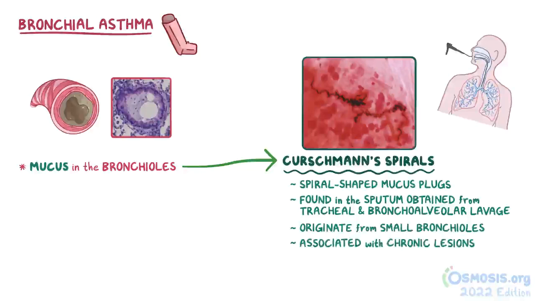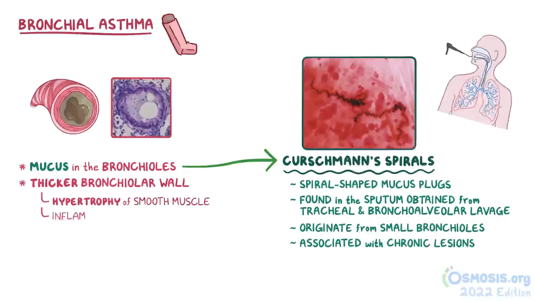Another change that can be seen as a result of bronchial asthma includes a thicker bronchiolar wall due to hypertrophy of the surrounding smooth muscle, inflammation, mucus gland hyperplasia, and enlarged blood vessels.